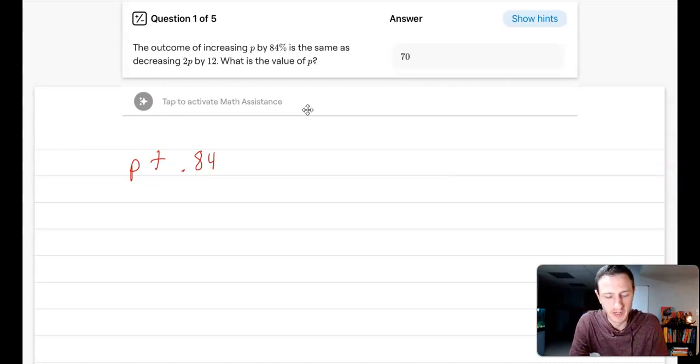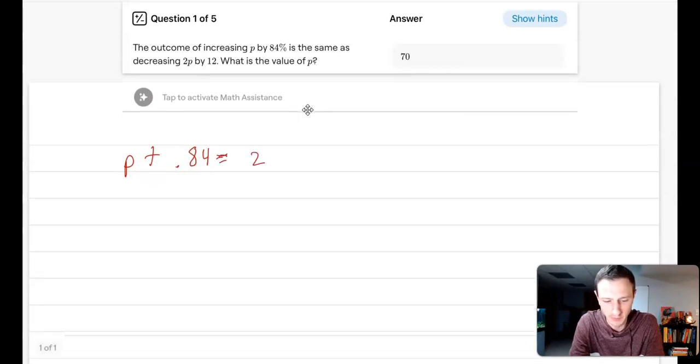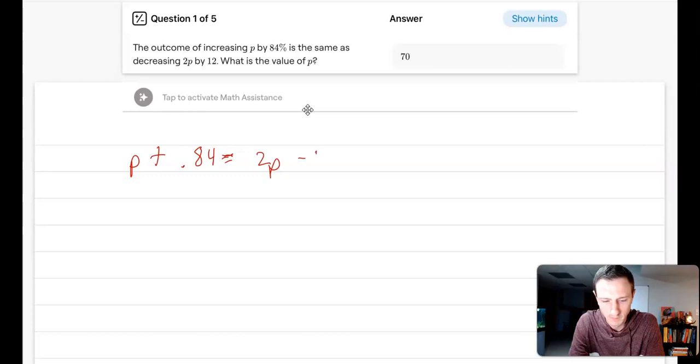So my confusion is: 84% of p or just 84%? The outcome of increasing p by 84% is the same as decreasing 2p by 12. What's the value of p? I know this is a silly thing to get caught up on, but the outcome of increasing p by 84%. It's got to be of p. It's got to be p plus 0.84p.